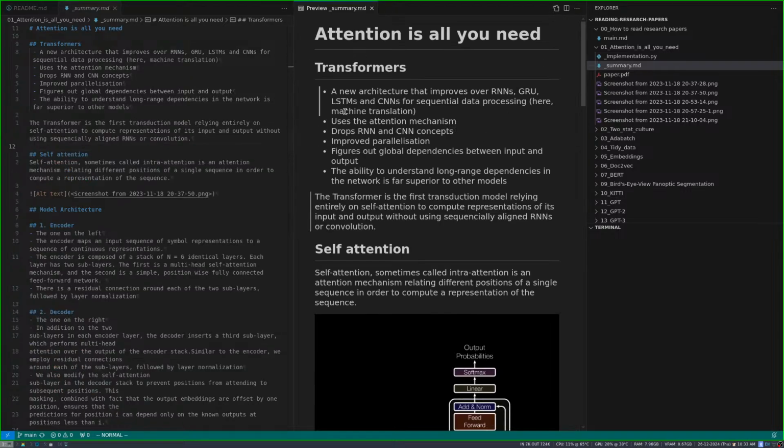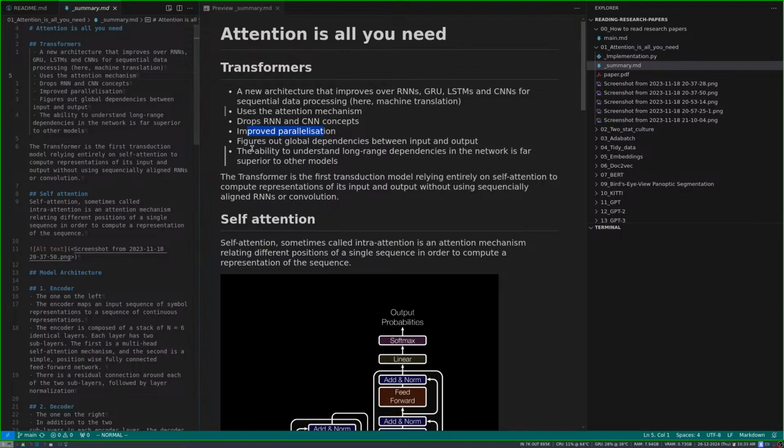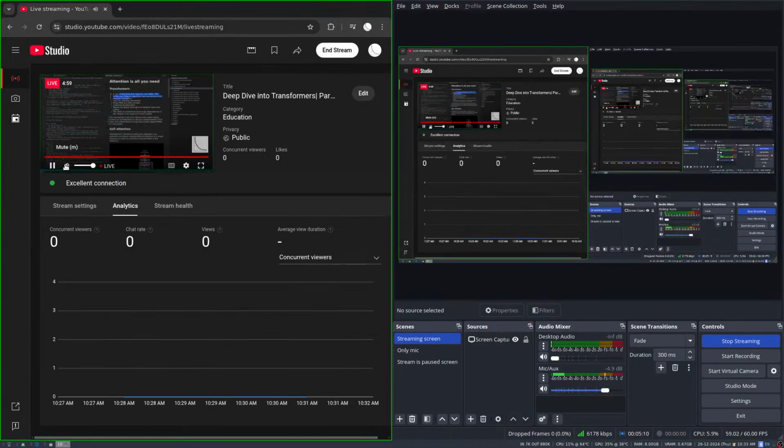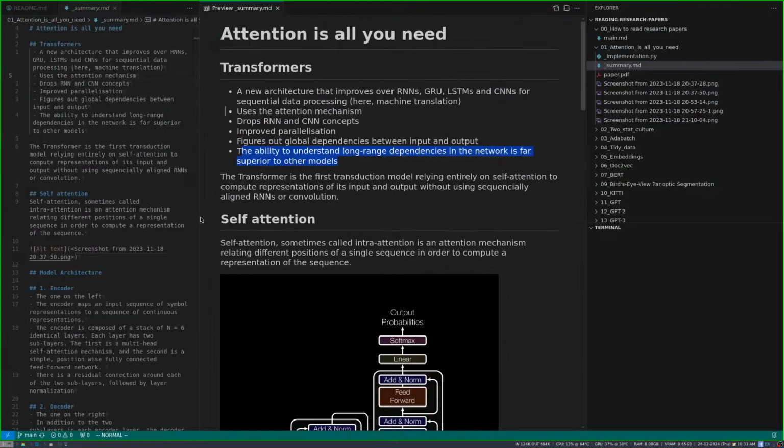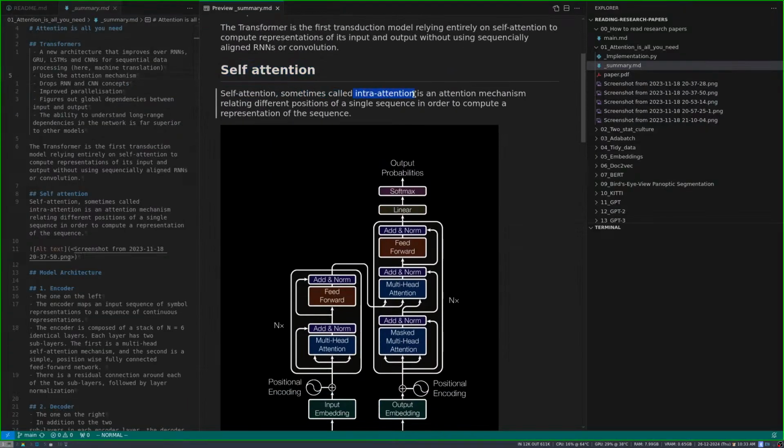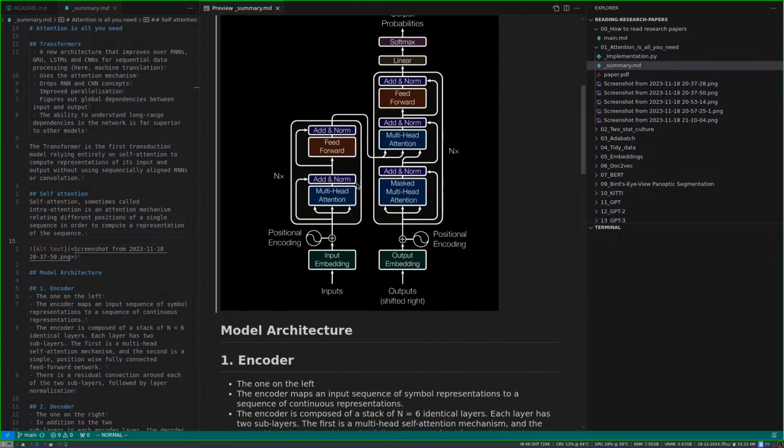Okay, it introduces transformers. What is a transformer? A new architecture that improves on RNNs. It uses an attention mechanism, in fact a self-attention mechanism. It drops recurrence, improves parallelization, and figures out global dependencies of input and output. The ability to understand long-range dependencies in a network is far superior to other models. Self-attention, sometimes called intra-attention, is an attention mechanism relating different positions of a single sequence in order to compute a representation of the sequence.